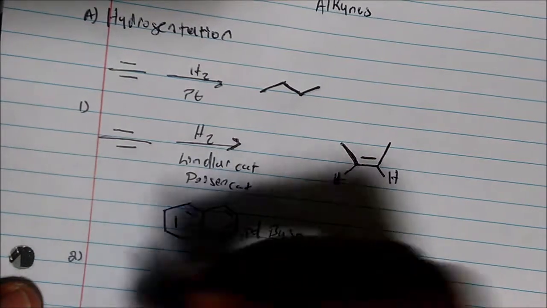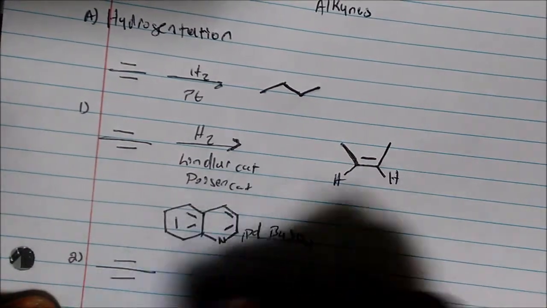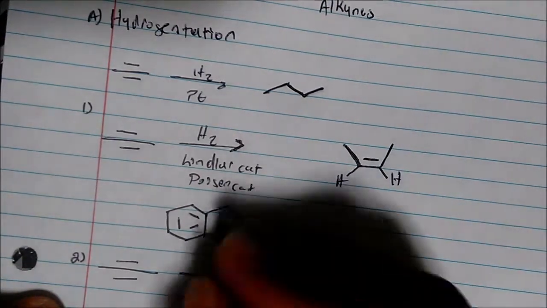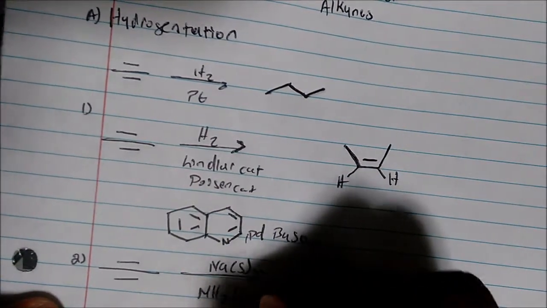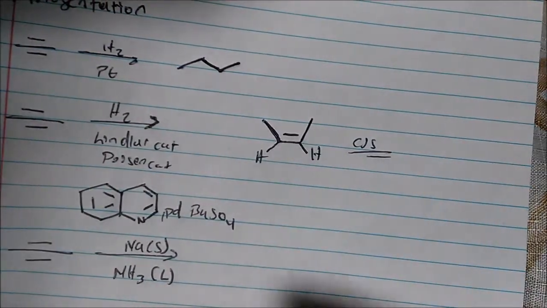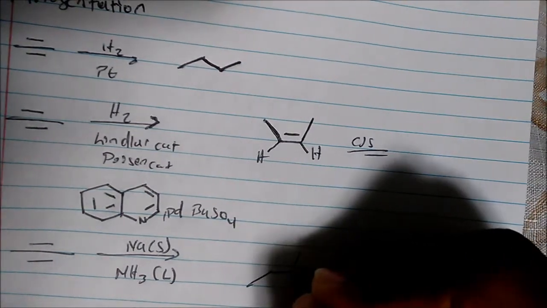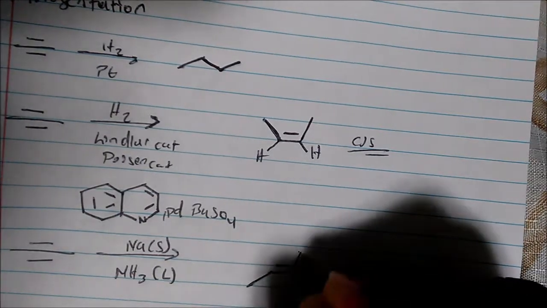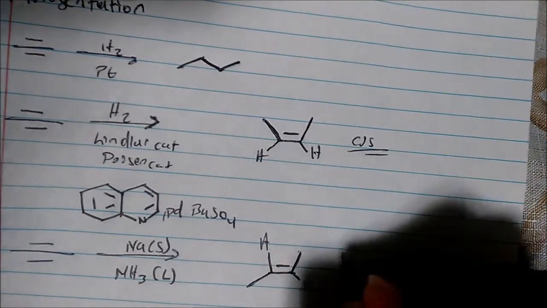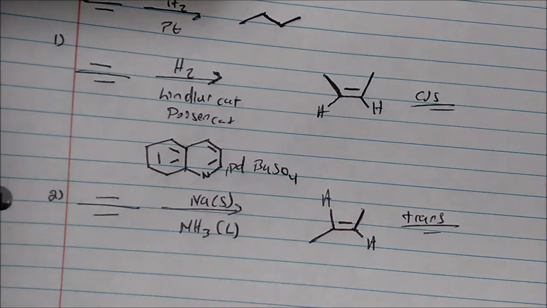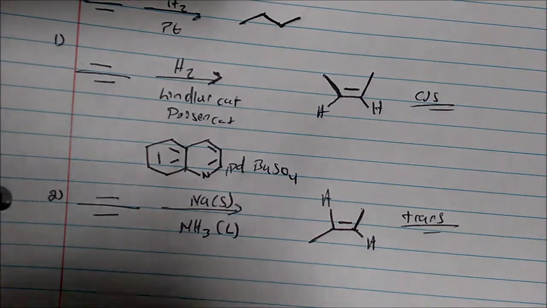In reaction number 2 under this subcategory, you could take this molecule and add sodium in its elemental form in liquid ammonia. And this will give you the trans alkene. So the poison catalyst gives you the cis, and this gives you the trans alkene. You'll get something that looks like this. Notice that my hydrogens are now on the opposite side. So sodium solid in liquid ammonia gives you the trans alkene. So that's hydrogenation.